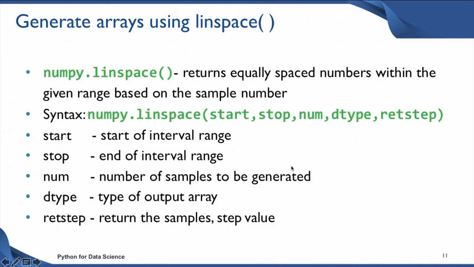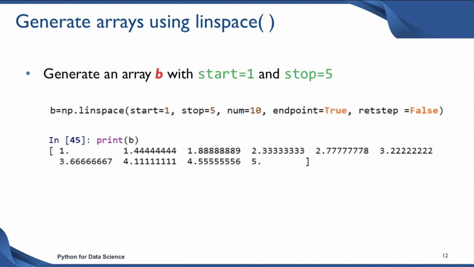Okay, so next we could generate arrays using linspace, right? It returns equally spaced numbers within the given range based on some sample number, right? For example, we wanted to create an array which will automatically give us equally spaced numbers within the given range, right? We specify the start, stop, and number of samples, and also specify the data type, right? So this can be done by using the linspace function.